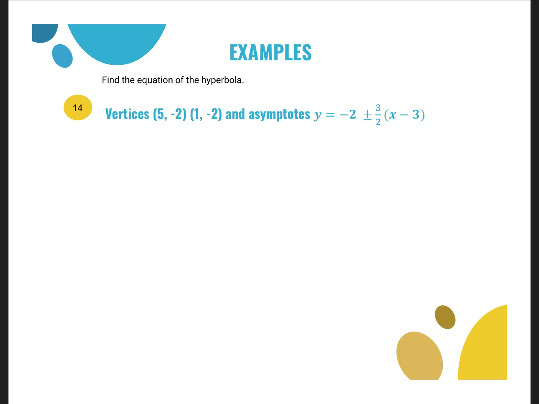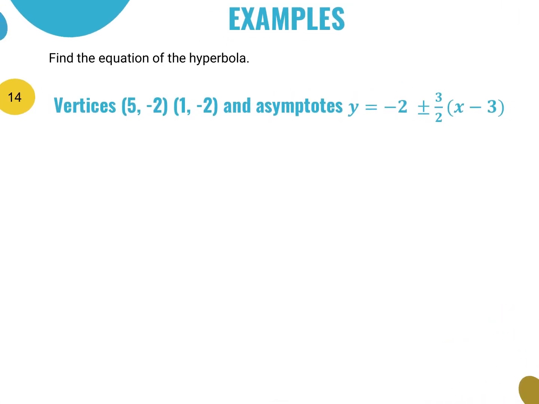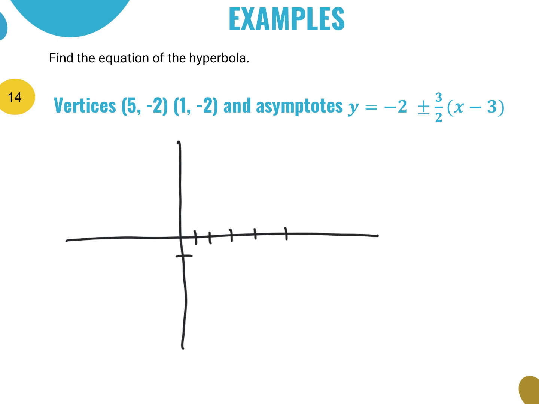All right, let's do the last one, and then we're done. How is this one a little different? All right, so 5, 1, 2, 3, 4, 5, negative 2. And then I have 1, negative 2. Yeah? When I think of a, I think of vertices. When I think of vertices, I think of a.